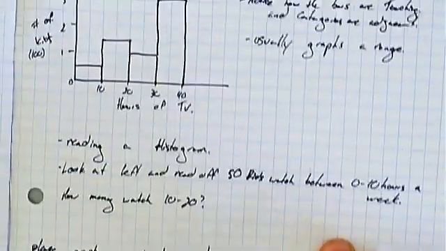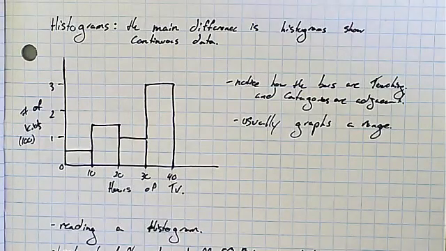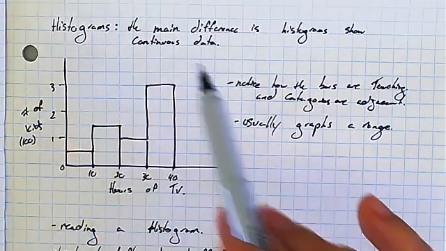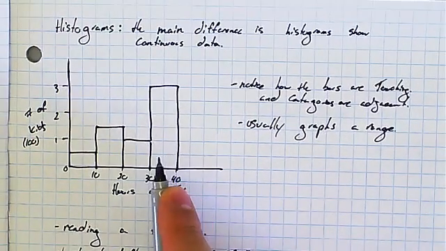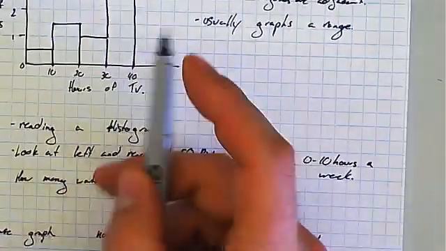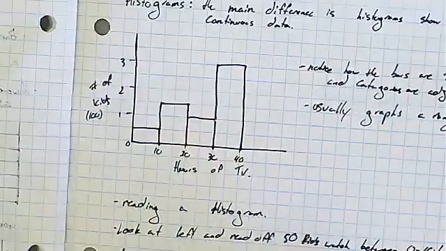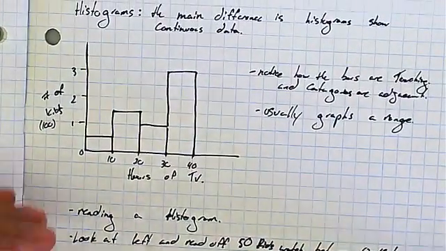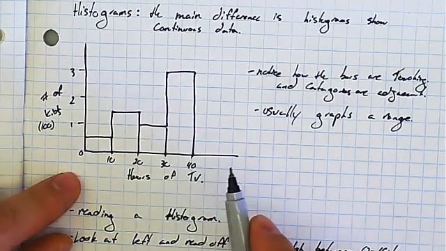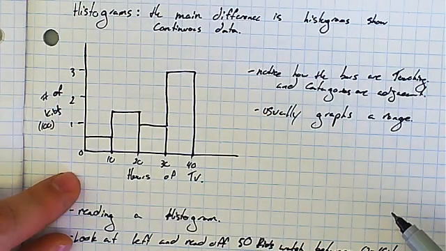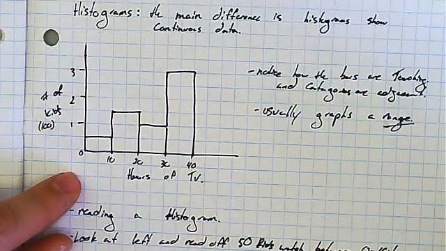Histograms are kind of the new one, and a lot of people get histograms and bar graphs mixed up. The biggest difference with a histogram is that it is continuous data. That, and the bars are connected. Whereas before we had a little gap in between the bars, in a histogram there should never be a gap. They should always be touching. And you're usually comparing a large range of information, not just a specific value.